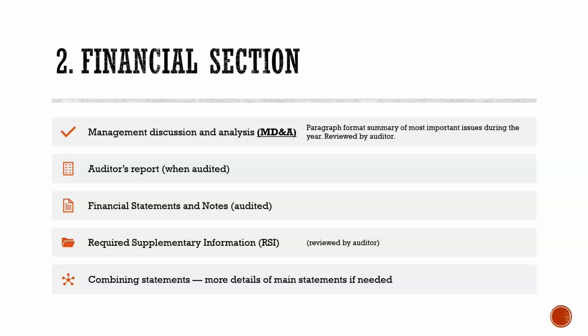You're also going to have your financial statements and notes. These are audited, obviously. You're going to have your required supplementary information. Again, these are reviewed by the auditor, but they're not audited per se. And then you're going to have any combining statements if you need them, like, right, if you're not one of those smaller governments that's only meeting the minimum reporting requirements, you're going to include your combining statements. And these provide more details, right? This is kind of like if you think back to like Accounting 301, where you were converting cash to accrual and all that, that's kind of what we're doing here, right?